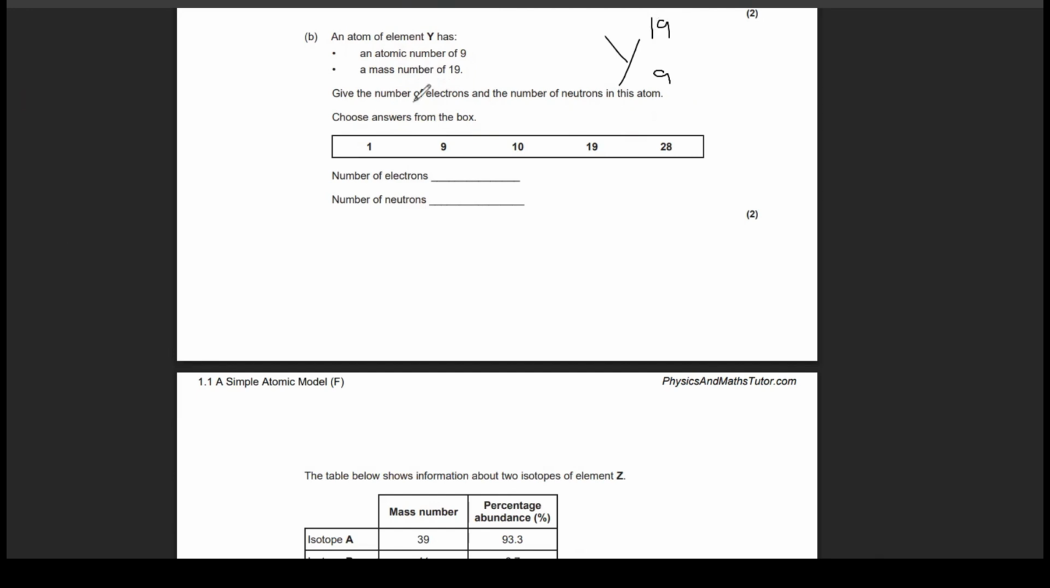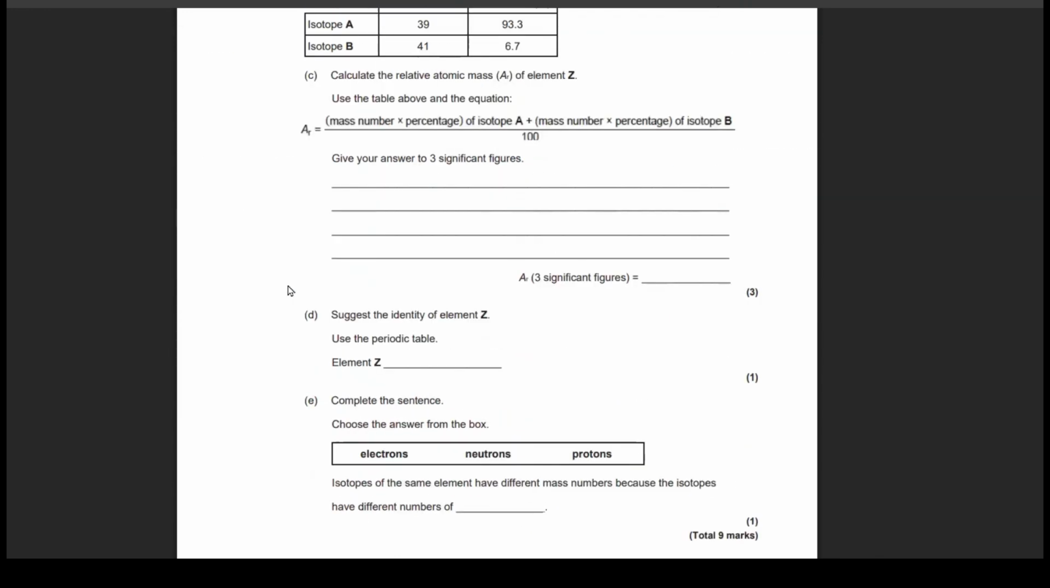So what is the number of electrons and neutrons? So the number of electrons, well, this is protons, and protons are always equal to electrons. So there are 9 electrons. The mass number is actually made up of protons and neutrons in the nucleus. So I want to do 19 minus 9. This is going to have 10 neutrons. And that is going to get you all of the marks. Right, let's move on.